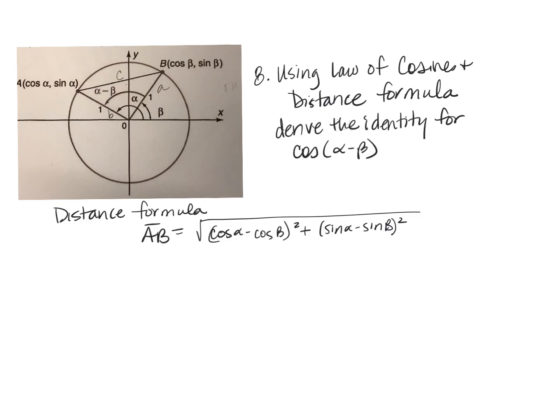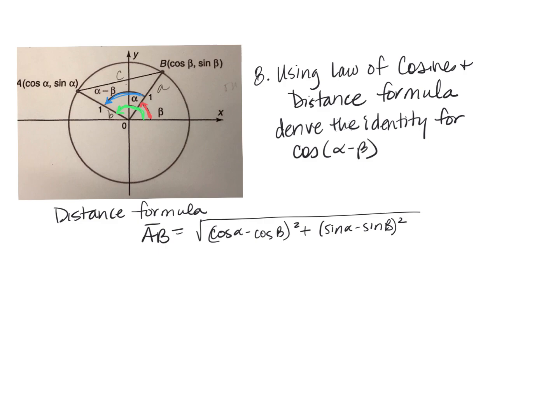Okay, this is for the exploration and number 8, and using the law of cosines and the distance formula, derive the identity for the cosine of the difference of alpha minus beta. So recognize this. Alpha is this big obtuse angle right here. Beta is this little bitty acute one. And then the difference of alpha minus beta is going to be this one that's inside that triangle in there.